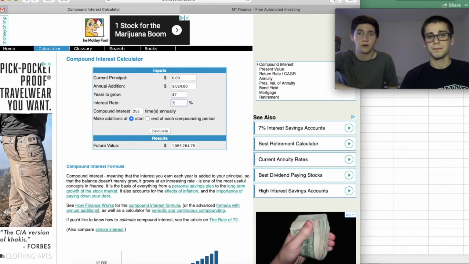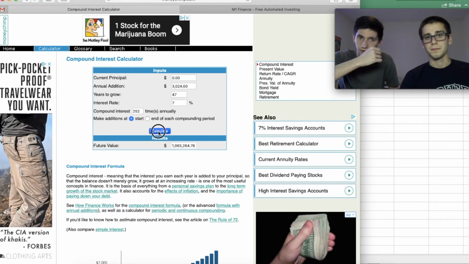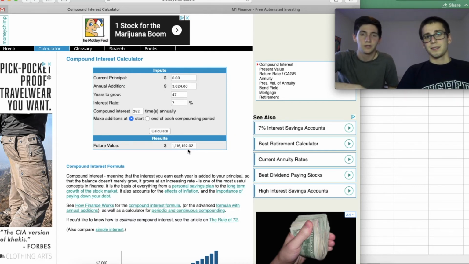You invest that $12 into the S&P 500 index, set it and forget it. This is what you're going to be left with. If we click calculate, you're left with $1.1 million. So essentially, $12 a day from the time you're 20 gets you over a millionaire by the time you're 67.